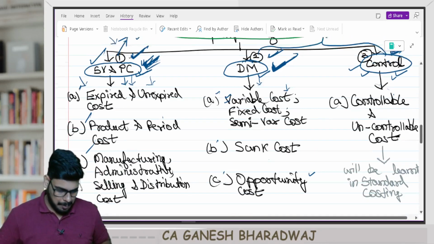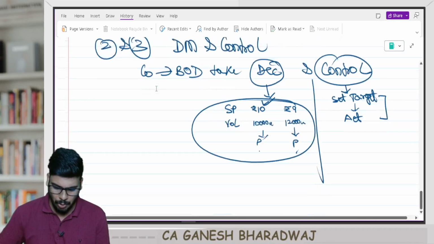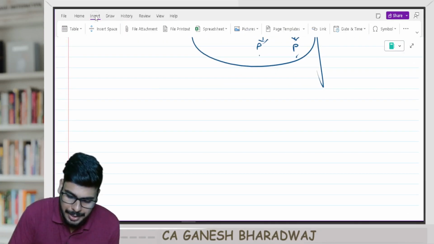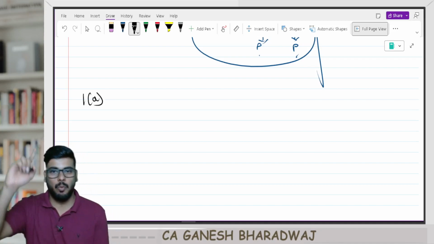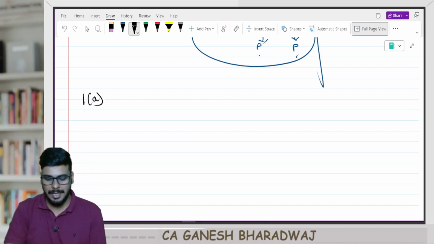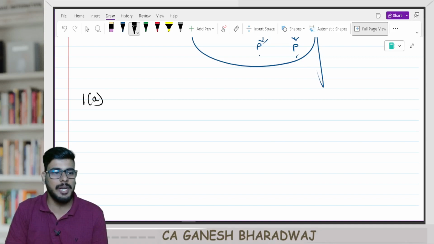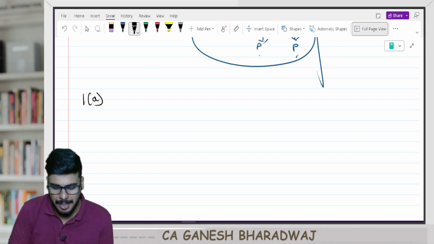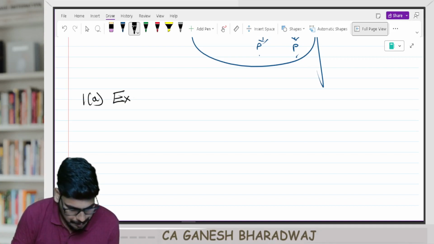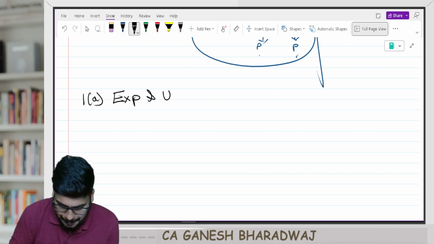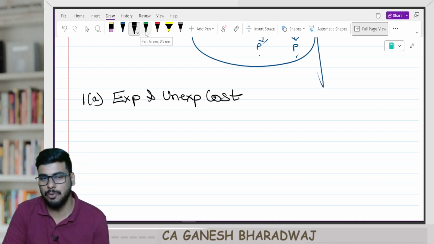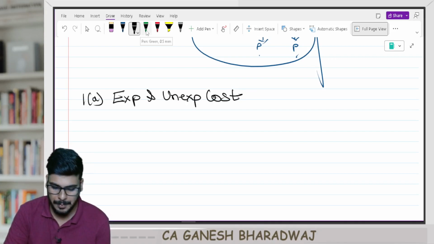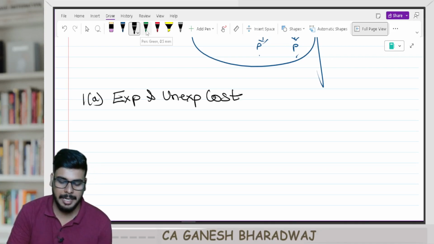Fine. So now please note down. I'm just writing the numbers here. Okay, I'm writing down 1A. So 1 is the objective, under that classification A. What is 1A? Yes, come on, tell me. Expired costs and unexpired cost. Expired and unexpired. You please write down fully. Expired costs or unexpired cost.